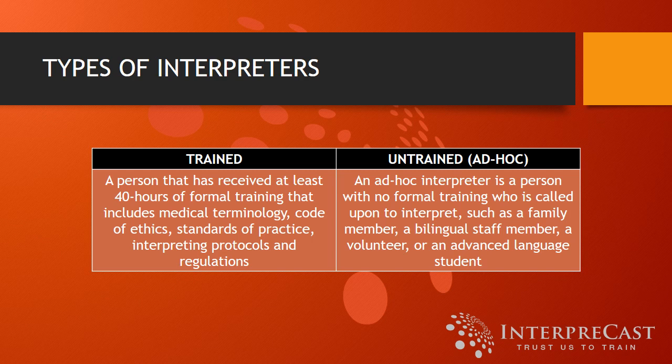An untrained interpreter is a person with no formal training who is called upon to interpret, such as a family member, a bilingual staff member, a volunteer, or an advanced language student. Accuracy and completeness are at risk when using an untrained interpreter, not to mention potential ethical and protocol breaches. A trained interpreter is always better equipped to tackle the linguistic, ethical, and protocolary challenges an interview with an LEP person can present.